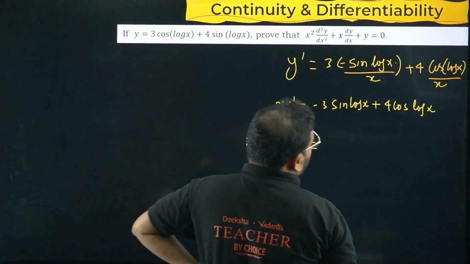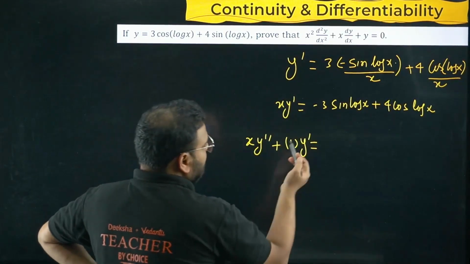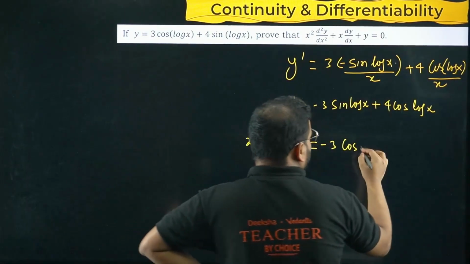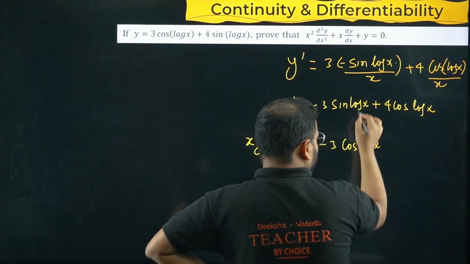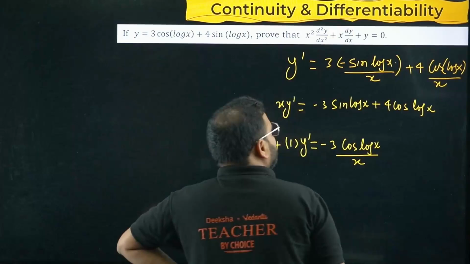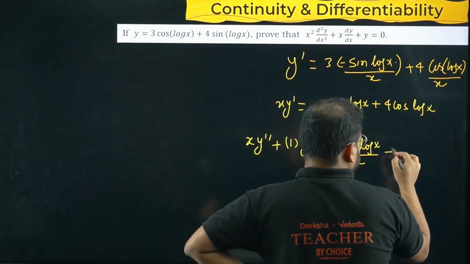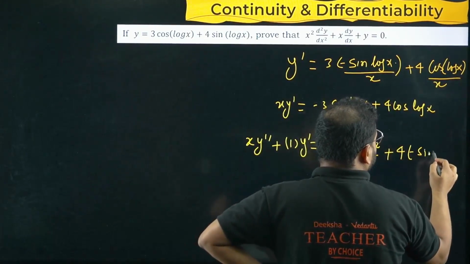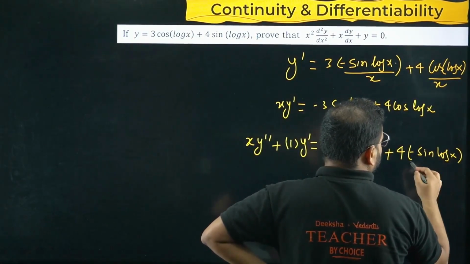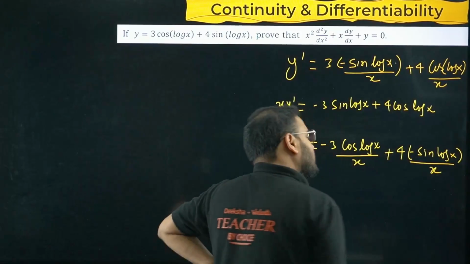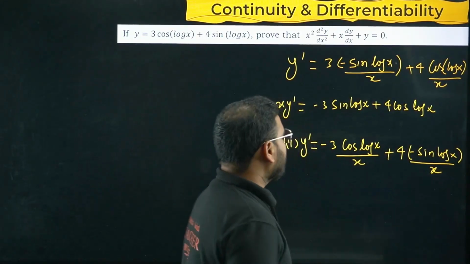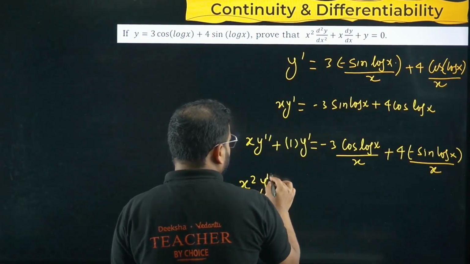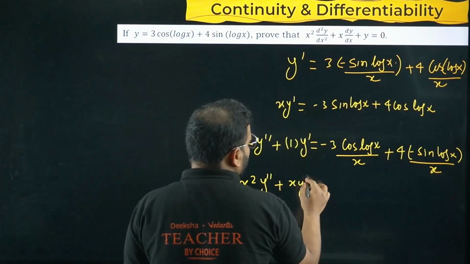What about the RHS? We can again differentiate this. We'll have minus 3, sine will become cos, log will be like this only, so log x. Again you do the chain rule, it will become by x. And over here I'll have plus 4 as it is, cos will become minus sine log of x divided by again x, because for log x it will become 1 by x. Now again take x on this side, you get here x square y double dash plus x y dash.